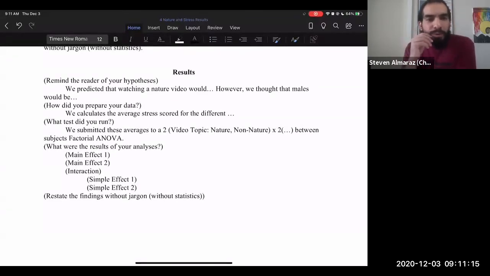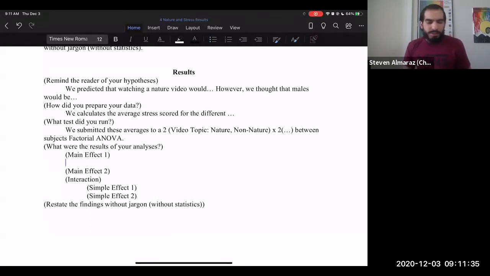Down here in what were the results, you're gonna first talk about that first main effect. Second, talk about that second main effect. Third, talk about the interaction, and then use the simple effects, 4 and 5, use the simple effects to describe that interaction, okay?